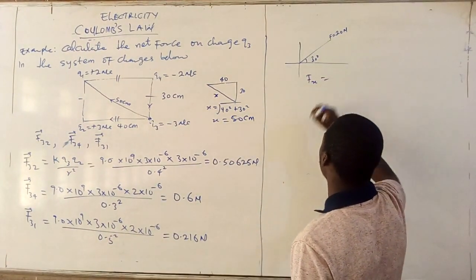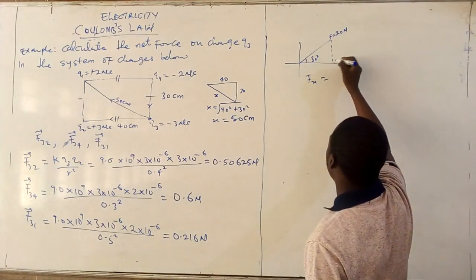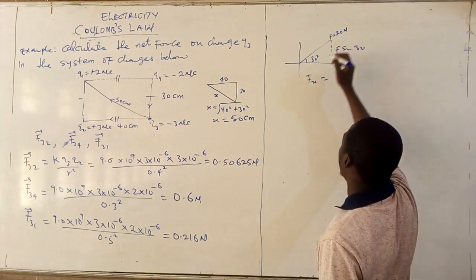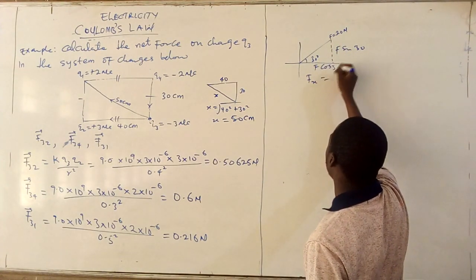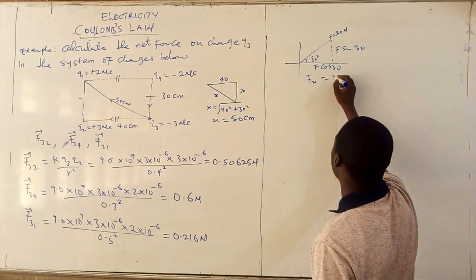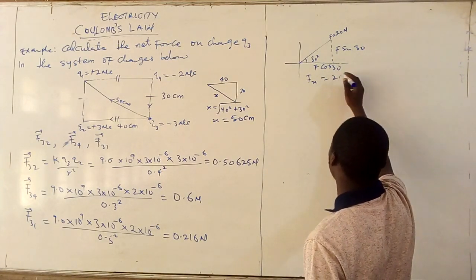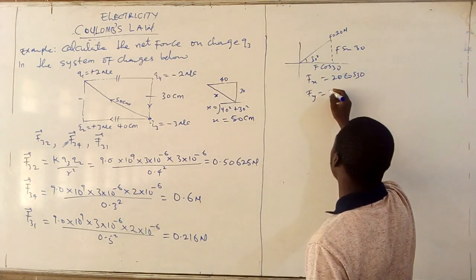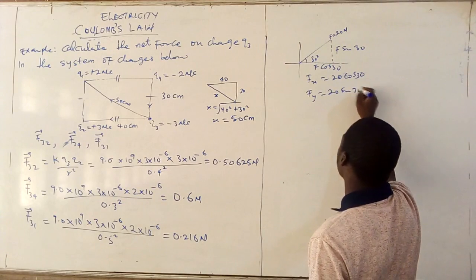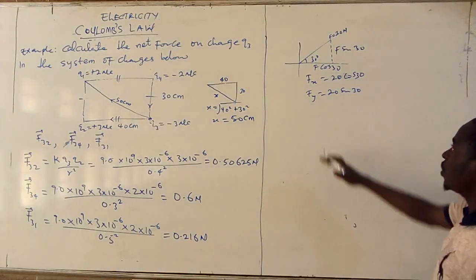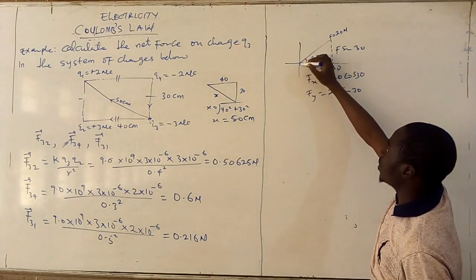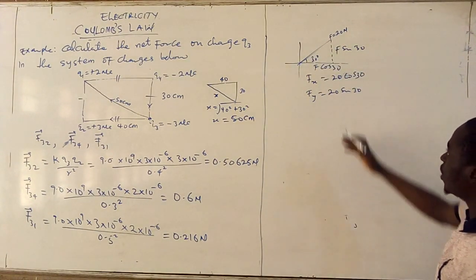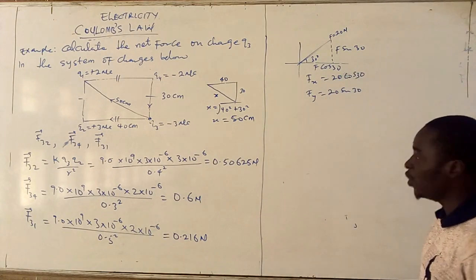Our Fx will be equal to what? Wherever the angle is facing, we have F cos 30, which is the same thing as 20 cos 30. Also, our Fy is 20 sin 30. We just know that this force is intermediate between the x and y axes, so we resolve it into both vertical and horizontal.